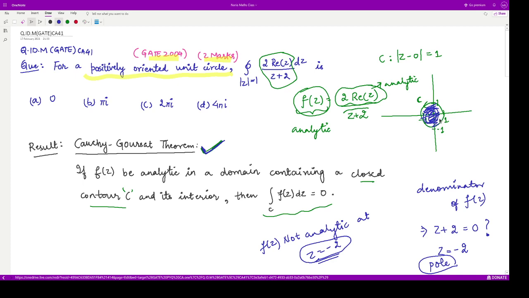Now you clearly see, because the radius of this circle is 1 and it has its center at the origin, this point z is equal to minus 2 lies outside this circle. Therefore inside this particular region, this function f of z, that is 2 real part of z divided by z plus 2, is analytic. So now if this function is analytic, we can say its integration over this closed contour C is equal to 0. So our answer to this question is option number A.